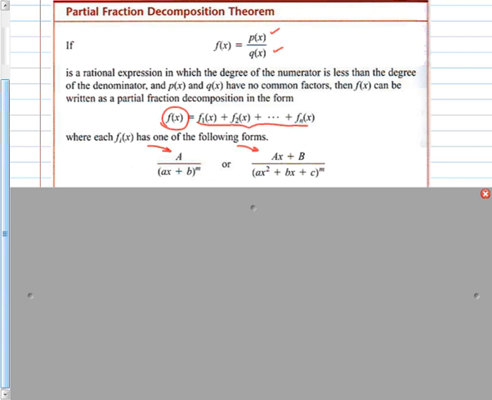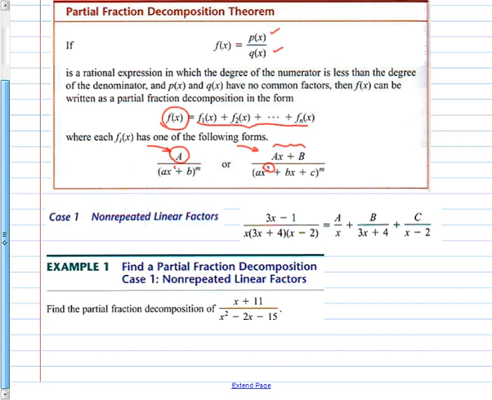And how we tell what the fraction form will take is we look at the denominator down here, and if it is a first degree, there's just going to be a number on top. 2, negative 17, something like that. If it is a second degree on the bottom, then it's going to be a linear polynomial on top. ax plus b, 2x minus 4, something like that. So we will be splitting it apart, and they will take one of those two forms.